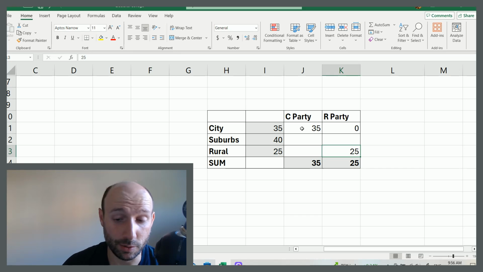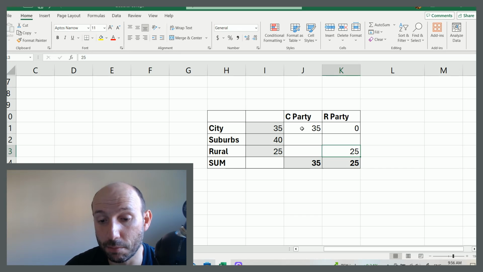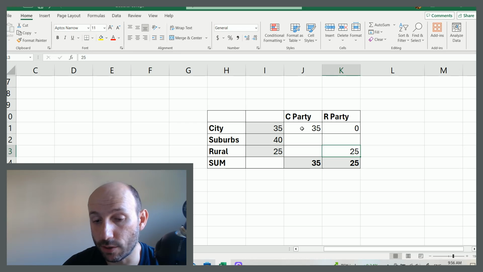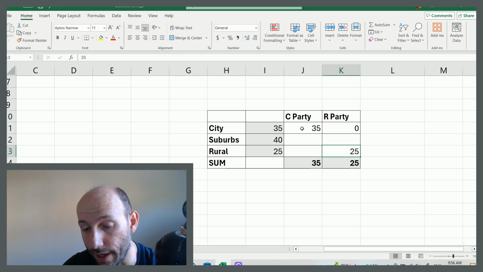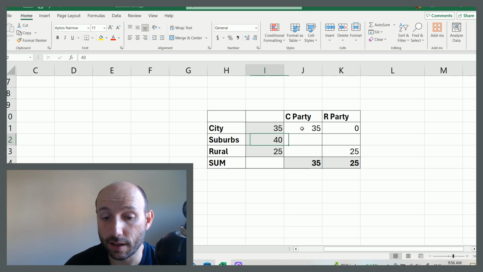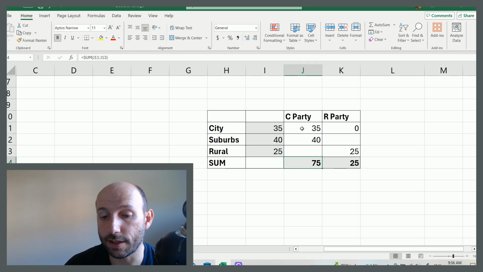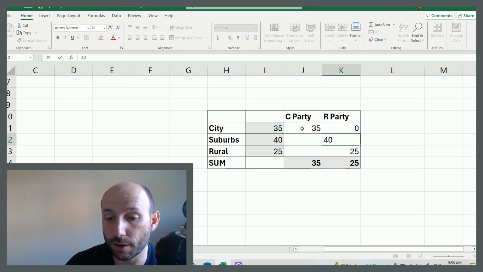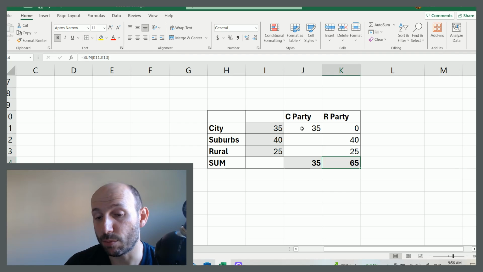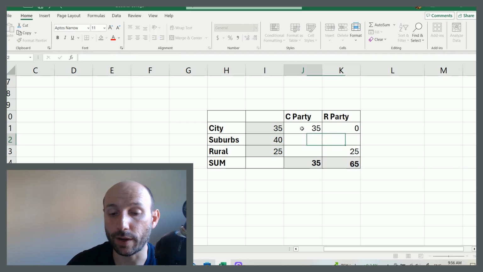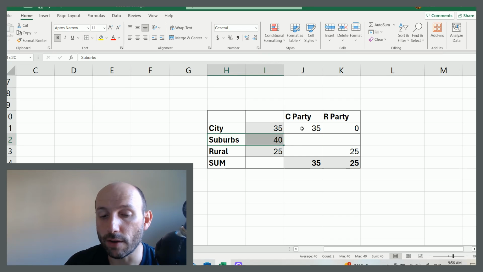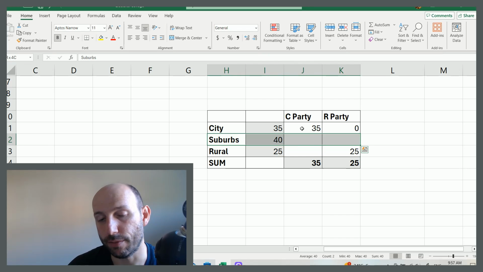The C party is going to win all 35 of those city-state points, and the R party is going to win all 25 of those rural state points. And it doesn't matter that 35 is bigger than 25 because neither of them is winning the election yet. Okay? The winner is going to be whoever wins the suburbs. If the C party wins the suburbs, they have 75 points. That's more than 50. They win. If the R party wins the suburbs, they have 65 points. That's more than 50. They win. It doesn't matter, are they winning the suburbs by a lot or a little? Whoever wins the suburbs wins the election.